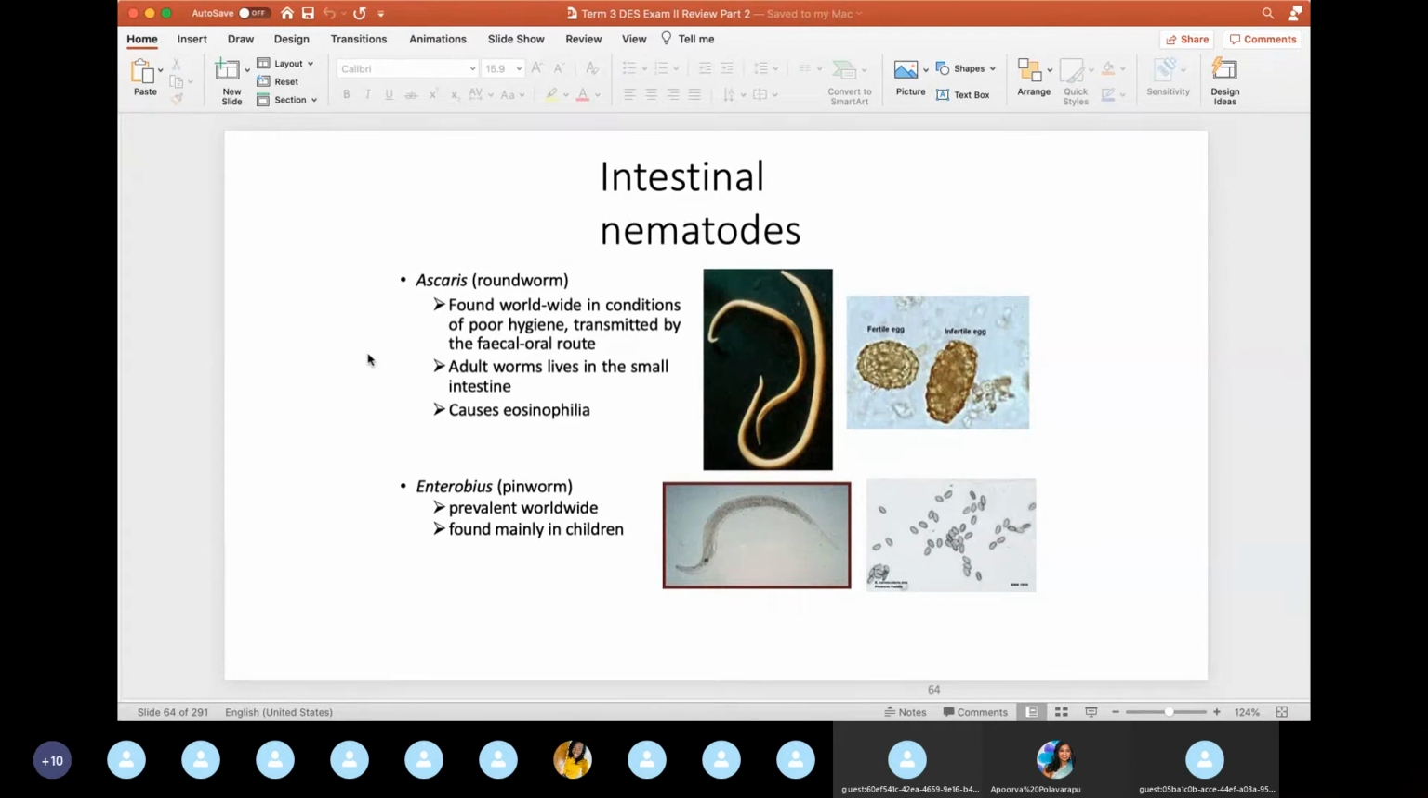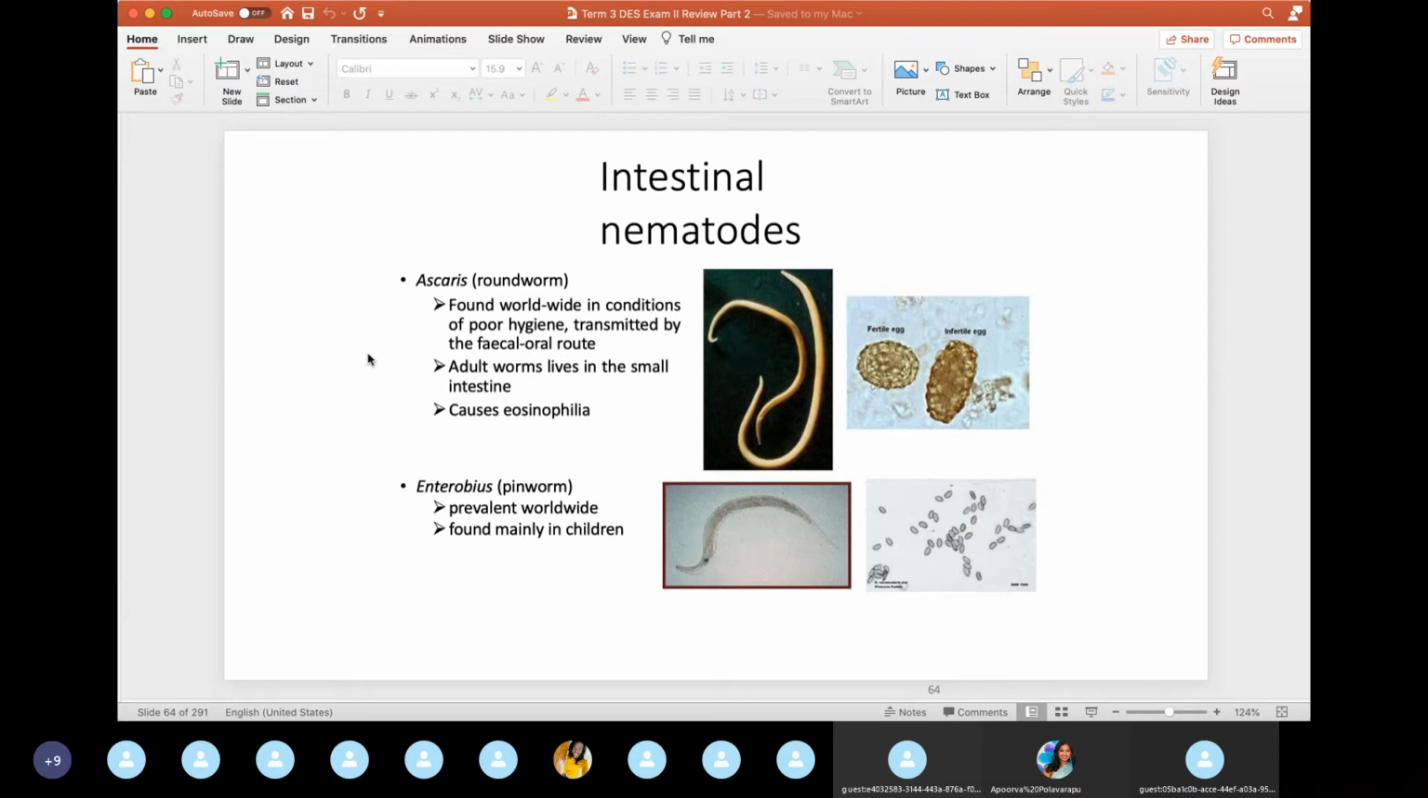Based on the life cycle. Anyone? Why do you have anal pruritus in Enterobius vermicularis infection? That's where they live, right? You have anal pruritus because of the way you ingest them as an oocyst, right? And then when they mature, they migrate to the anal region, actually. That's why you have an itching there, okay?